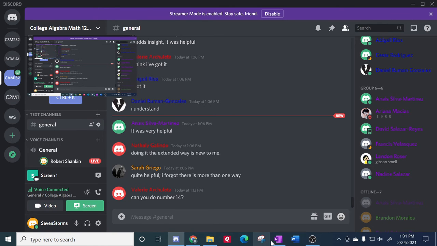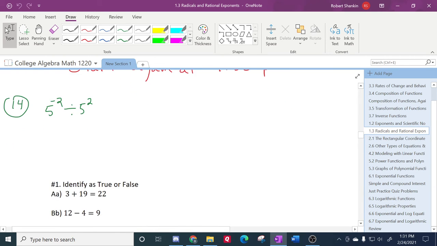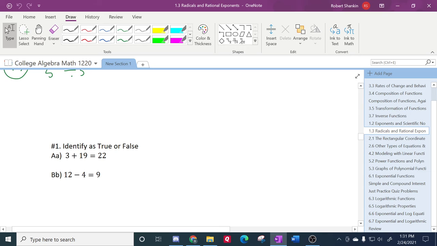Alright, we'll get going again. And the topic is section 1.3, radicals and rational exponents. Your first task is 2 trivial problems. Put a T or an F next to each one of these, true or false.